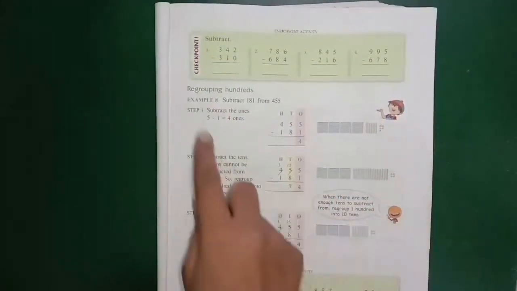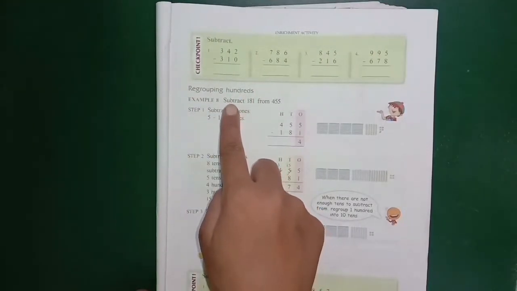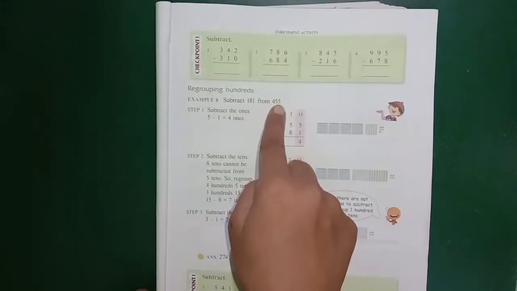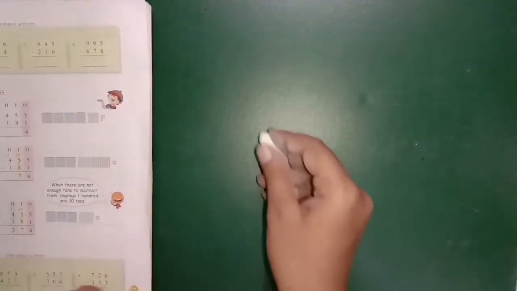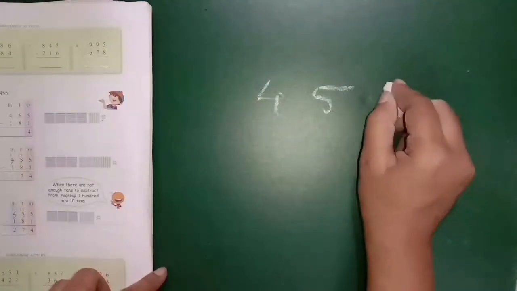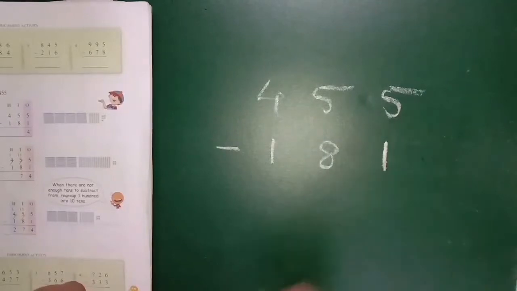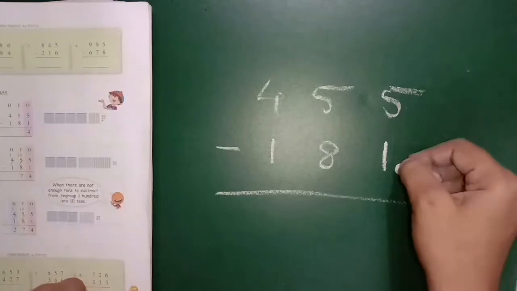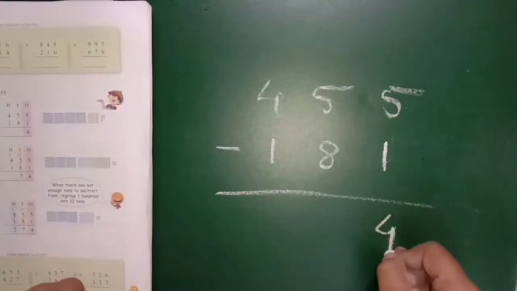Okay. Next is regrouping hundreds. Example, subtract 181 from 455. Okay. Let's solve this example. 455 minus 181. Okay. First of all, solve ones place. 5 minus 1 is 4.